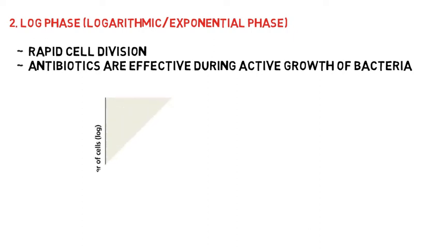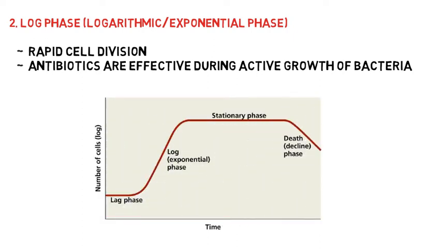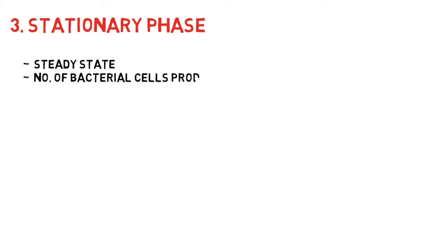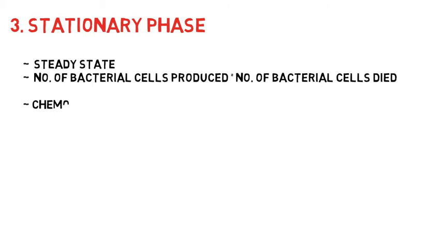If you have any confusion about which phase comes first, the lag or the log phase, remember, A always comes before O in the alphabet. So, the cycle starts with the lag phase. Coming to the third phase, which is called the stationary phase, that is having a steady state. Here, the number of new bacteria produced equals the number of bacteria that die, because nutrient depletion and other toxic products slow down the growth of bacteria.